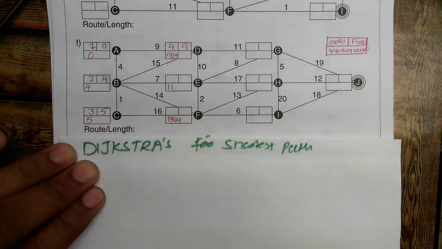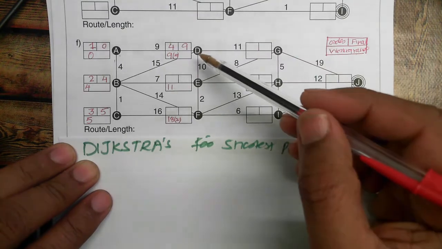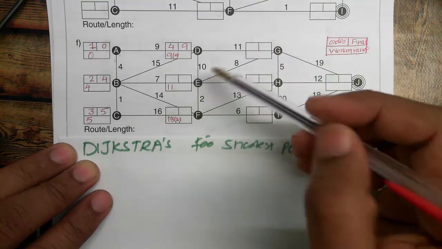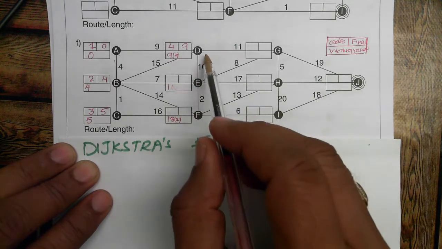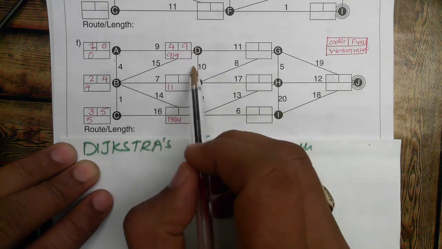So let's see where we can go from D. I can go from D to E, which is 9 add 10 is 19. I don't need to write it. Okay, I'm not writing it this time, even though I can write it in a bracket, just to show you that you don't have to. So D to G I can go. That will be 9 and 11, 20.